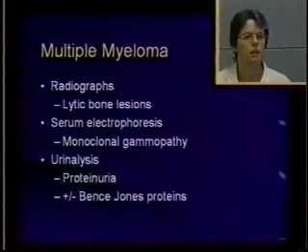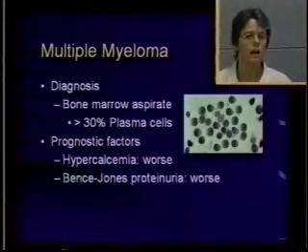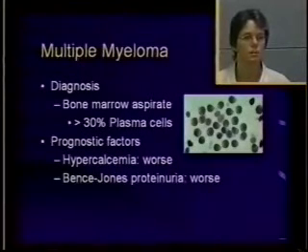On your urinalysis, you may find a proteinuria, and you may or may not be able to find Bence-Jones proteins. The diagnosis of multiple myeloma is typically made from a bone marrow aspirate. There are a number of criteria that have been set forth by various pathologists, but typically what we will use is the presence of plasma cells as greater than 30% of the nucleated cell population. We've also found that the presence of hypercalcemia or the presence of Bence-Jones proteinuria are negative prognostic factors with this particular tumor.